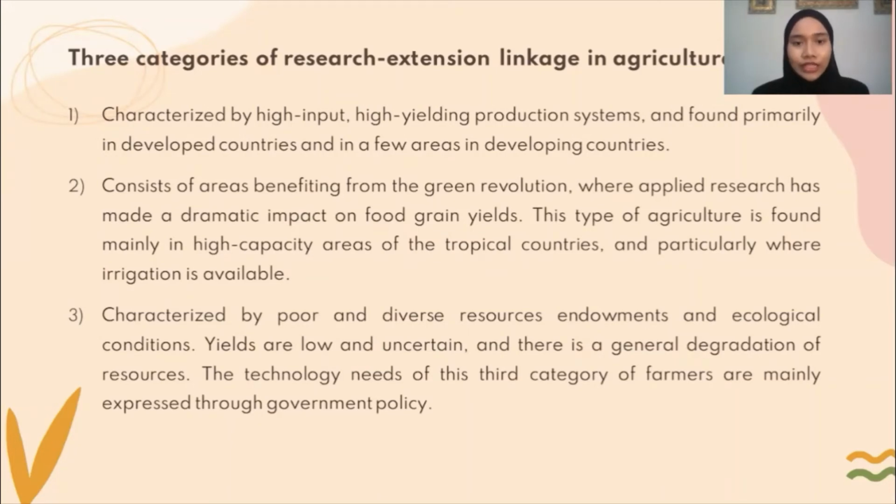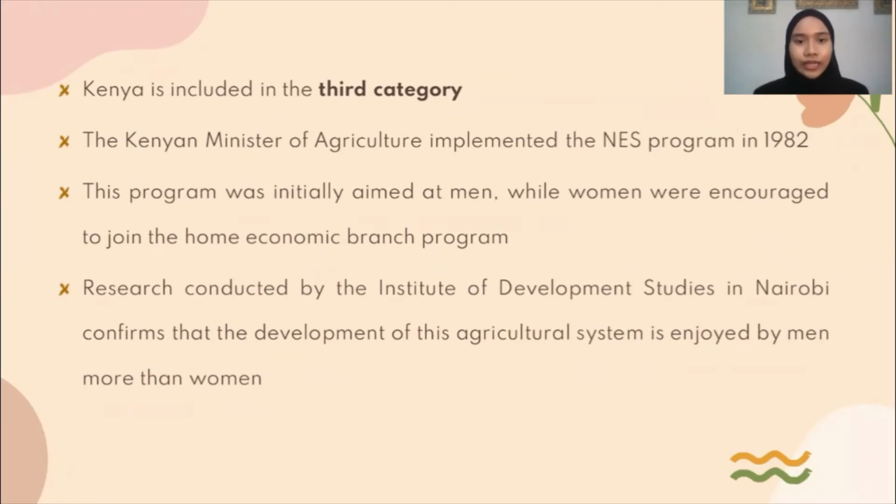The technology needs of this third category of farmers are mainly expressed through government policy, as the farmers are unorganized in such areas. Kenya is included in the third category. The Kenyan Minister of Agriculture implemented the NES program in 1982.